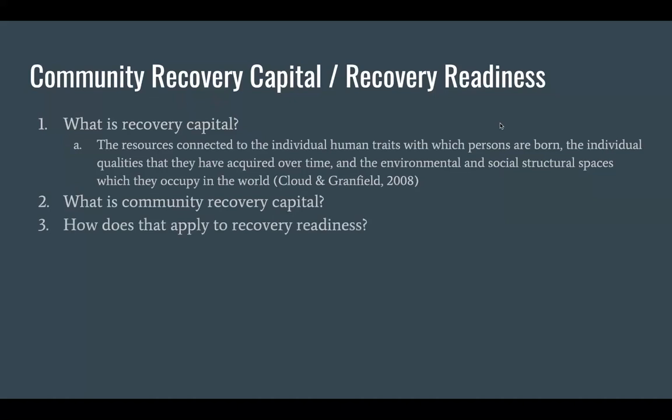And then community recovery capital could be construed as the same thing, and this is a newer concept of what are the intrinsically available and the external resources that a community can bring to bear to support the recovery of its citizens. And again, whether that's a geospatial community or an identity community, it can be any type of community. And this can apply to recovery readiness. The theory underlying this is that a community that has higher community recovery capital, similar to a person, can actually support and initiate and help individuals sustain long-term recovery at higher rates.